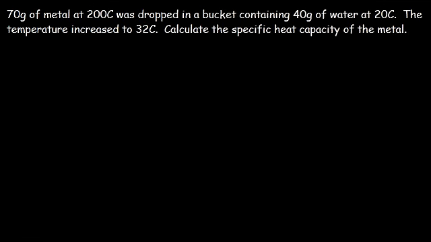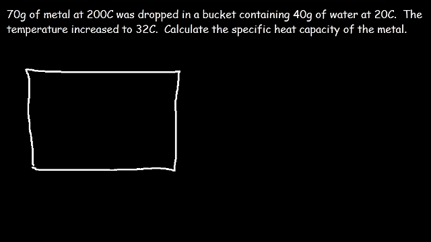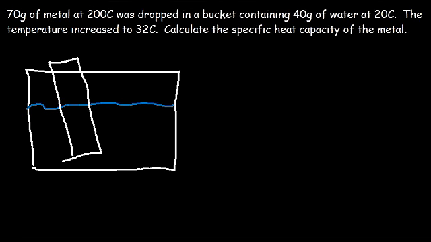And how can we solve this? So first, let's understand what's happening. So let's say if we have a bucket that has water and we add a metal to it. So initially, the temperature of the metal is 200 degrees Celsius and the temperature of the water is 20. So heat is going to flow from hot to cold. So heat is going to flow out of the metal into liquid water.